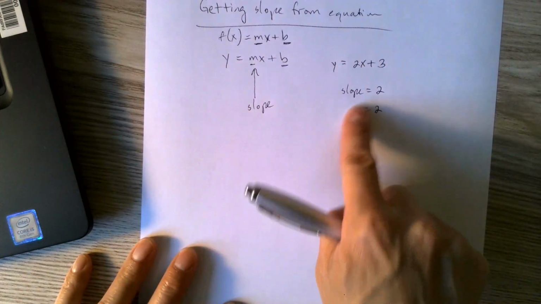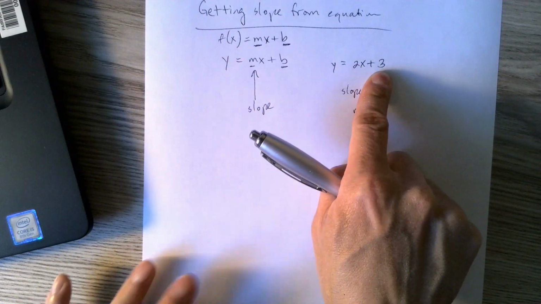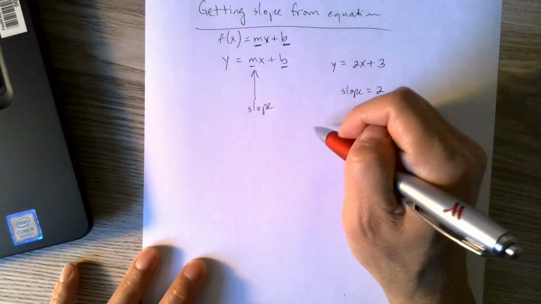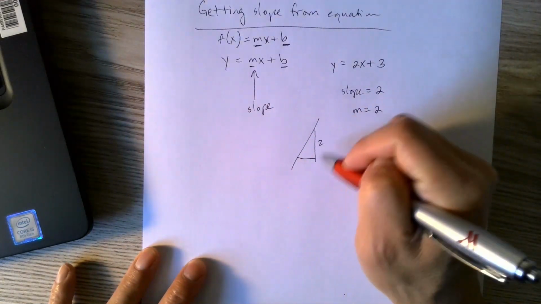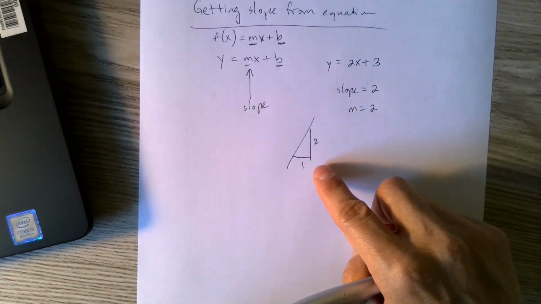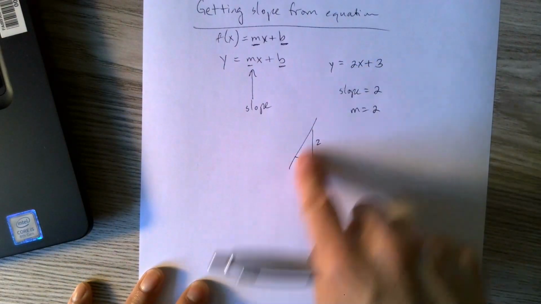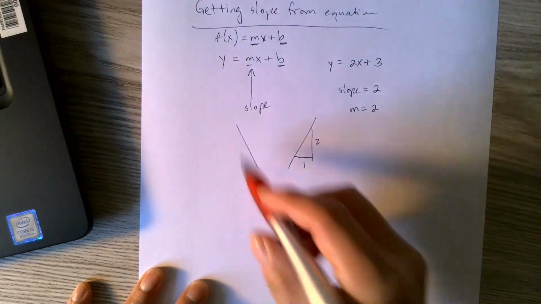So now you already have a picture of what this line looks like before you've even plotted any points. It has a slope of 2, which means the rise over the run is 2 to 1. The ratio is 2 to 1. So it's a pretty steep line. And it's a positive slope, so you know it's going in this direction, not that direction.